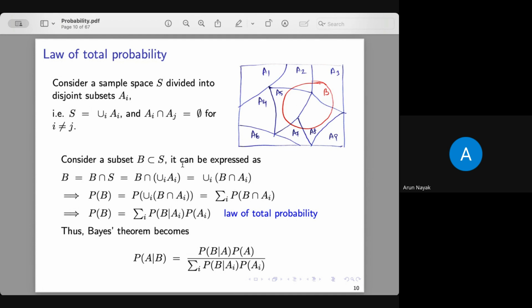And then you can rewrite the Bayes theorem where the denominator, probability of B, is simply the sum of these terms, or the sum of these regions. Okay.